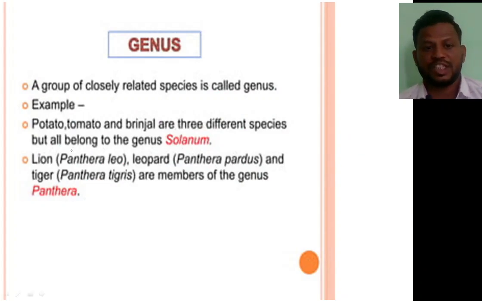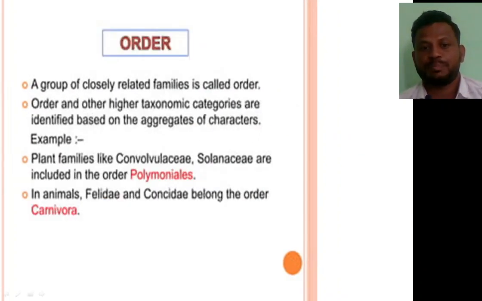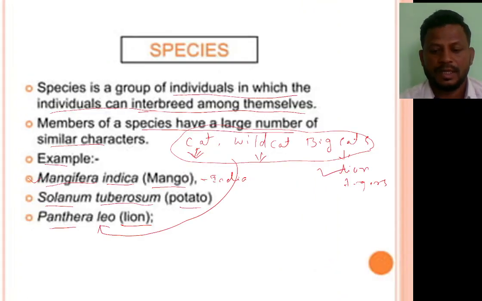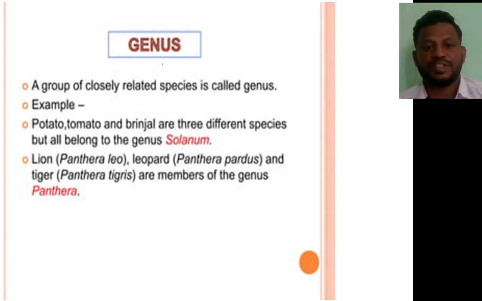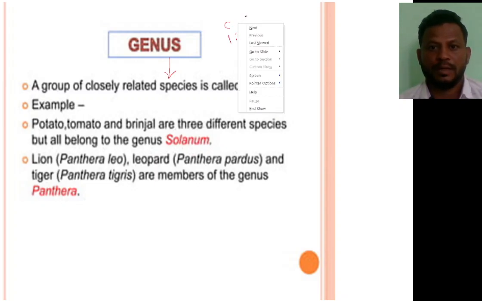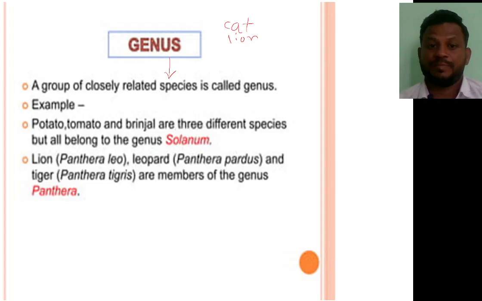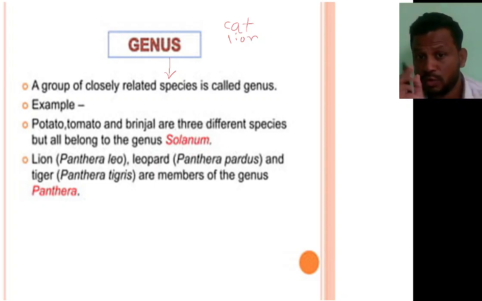The second one is the genus. Genus means a group of closely related species. Right? It means genus is related to the species. Cat species, and lion, these are species which are closely related to each other. Their genes are very close to each other, cat and the lion. If we see the behavior in the cats and the lions, there is similarity. So a group closely related species is called the genus.